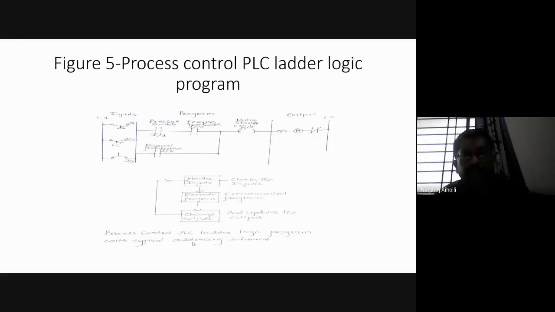Can you give a thought of it? There is a particular name for this process. That is checking the inputs, accordingly executing the program stored in the PLC memory, and then changing the outputs or obtaining the final required output. What is this particular process called?